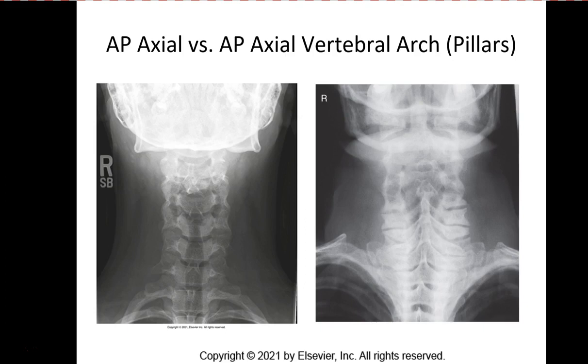So just remember, the Fuchs, the Judd, and the wagging jaw are all done to see the dens and that C1, C2 area. The AP axial pillars projection is done to see the articular pillars of the cervical spine as well as the spinous processes.